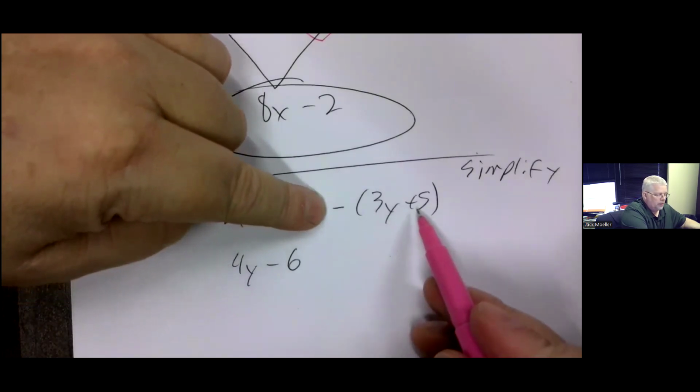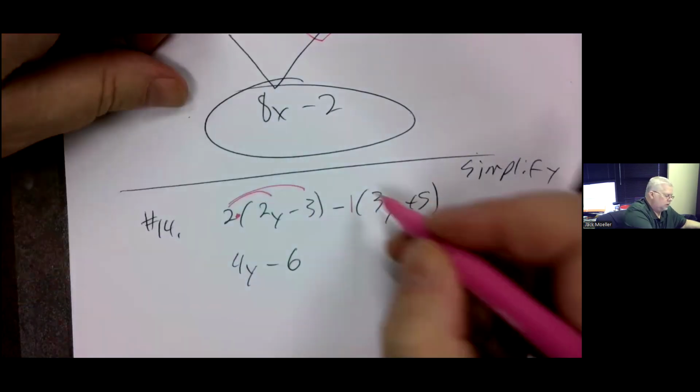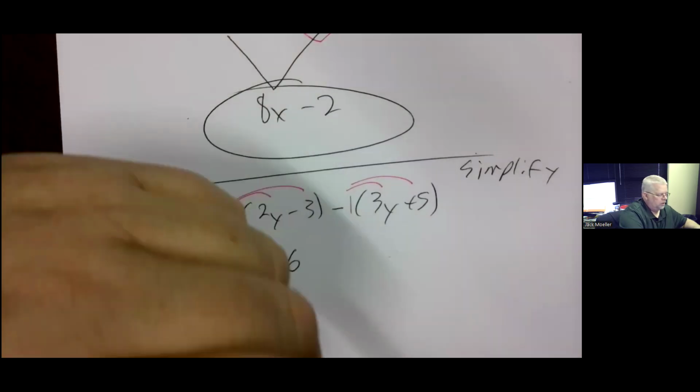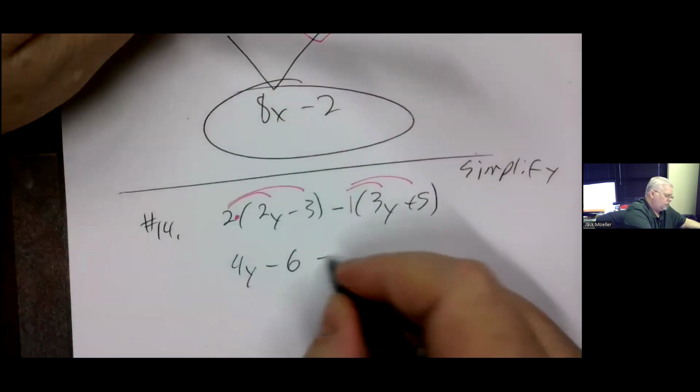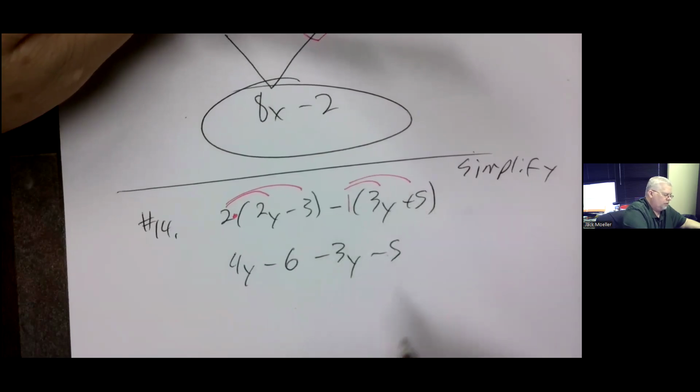So since they both start positive, both go negative, or a lot of people like to put a -1 there and then distribute a -1. So -1 times +3 gives you -3y, -1 times +5 gives you -5. So notice both those signs changed. Started positive, now both negative.